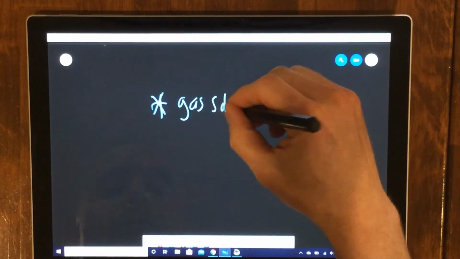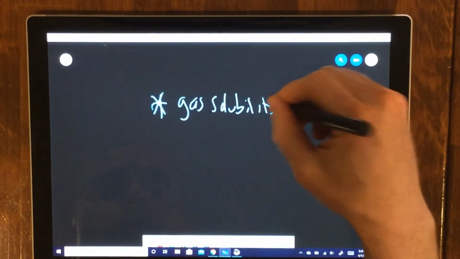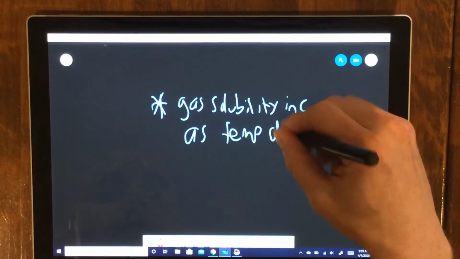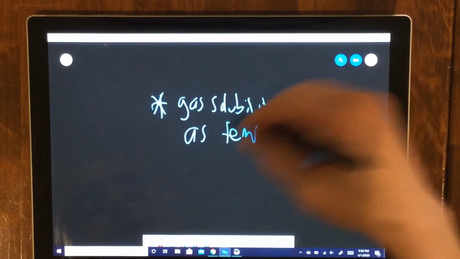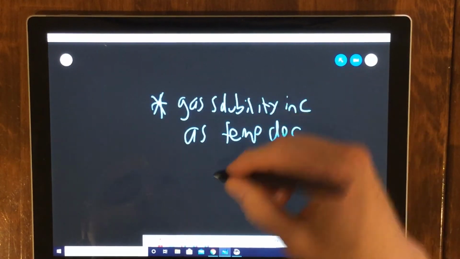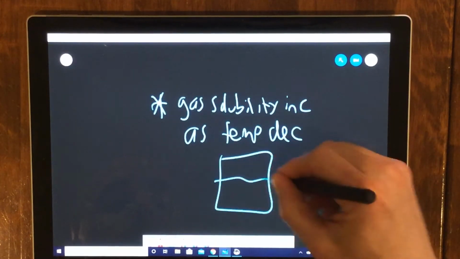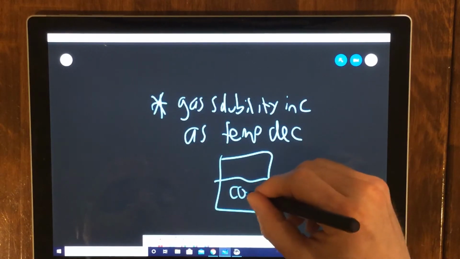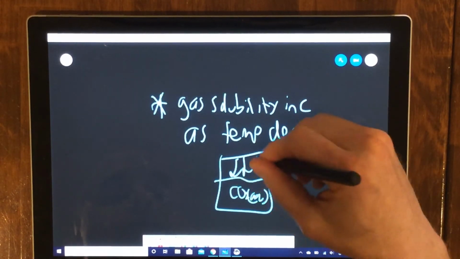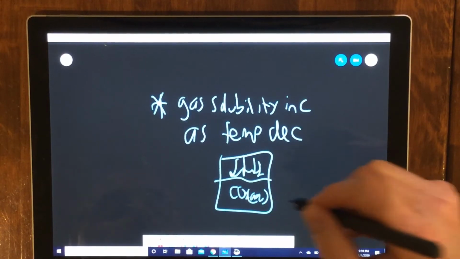Gas solubility increases as temperature decreases. We already learned this. But it's part, I throw it in with Henry's Law. It's not part of Henry's Law, but I put it in because if you have a container and you have gases that are dissolved, CO2 aqueous, and you want to keep it in there, put a lot of pressure on top and then keep it cool.